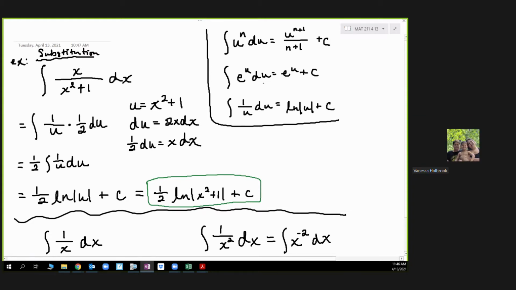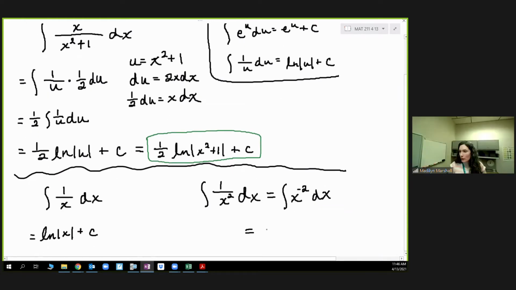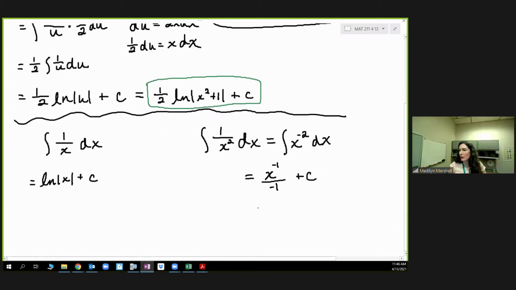Okay, so then it becomes x to the 1 over 1 dx. X to the, what will be our new power? -1, over -1, plus c. And that you could either write -x to the -1 or -1 over x.